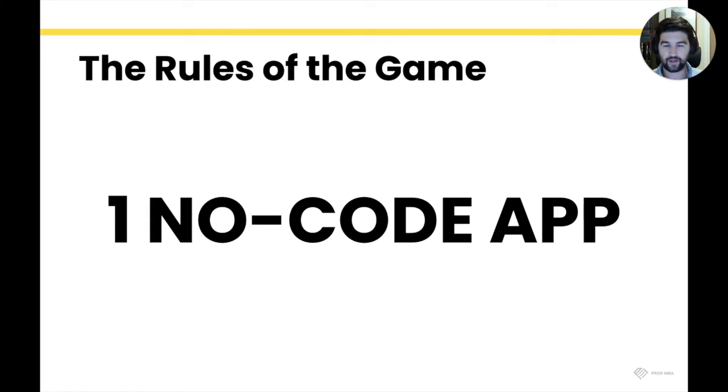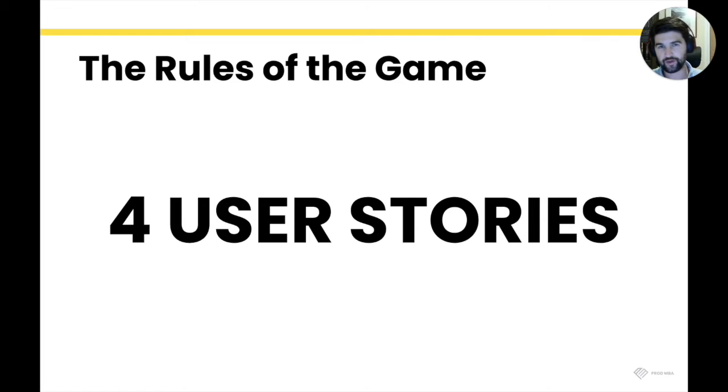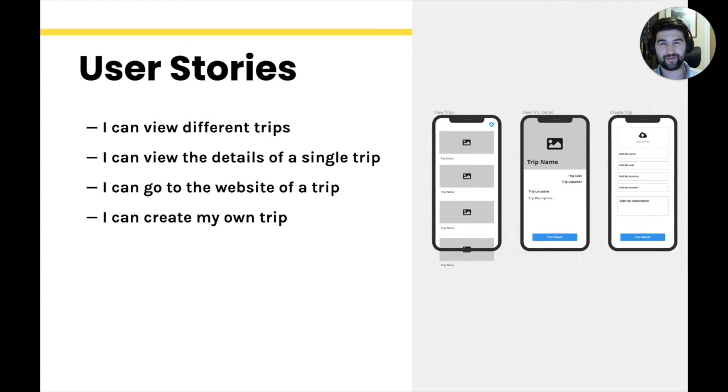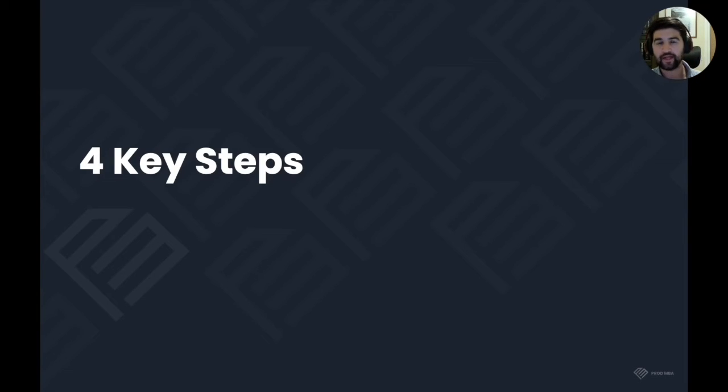So one no code app per video. There are 4 user stories we have to cover and I have to build them in 10 minutes. What are those user stories? We're going to build a really simple travel application. I want to be able to view different trips. See the first screen. I want to view the details of a single trip. Second screen. I want to go to the website of a trip. Call to action button. And finally, I want to be able to actually create my own trip and add that to the database.